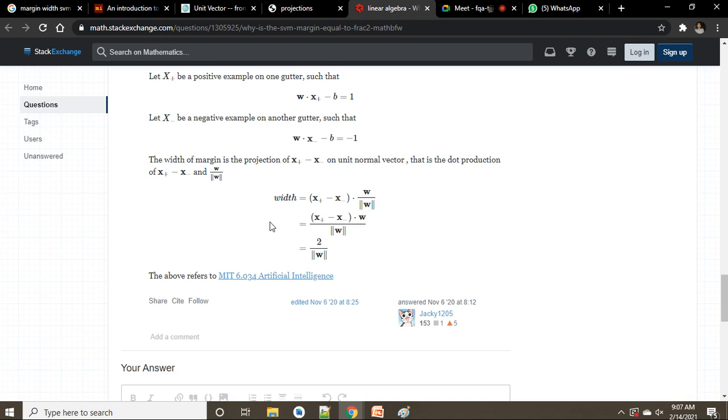The concept is to multiply one vector with the unit vector of the other vector. So this is my first vector and this is the unit vector W by mod W, because that's the slope actually. Multiplying these two, finally we get an answer like 2 divided by magnitude of W. Okay, so that's nothing but the maximum margin. And we needed an equation like this, containing W and b, or W. So an equation with one variable will be developed.